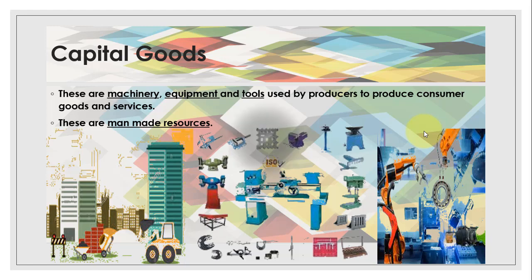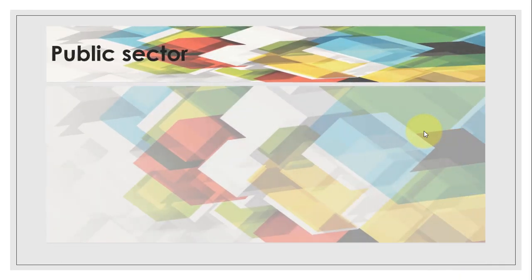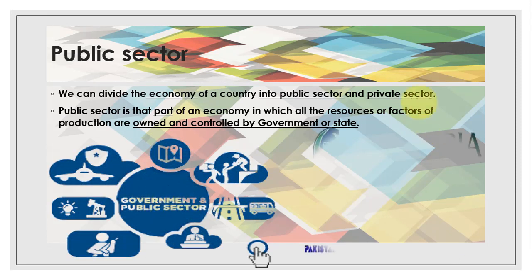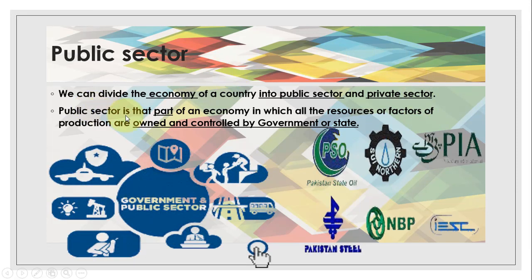Public sector. We can divide the economy of a country into public sector and private sector. Public sector is basically that part of an economy in which all the resources or factors of production are owned and controlled by the government or state, like Pakistan State Oil, Pakistan Railway, National Bank of Pakistan, similarly PIA. These are all public sector organizations, owned and controlled by government.